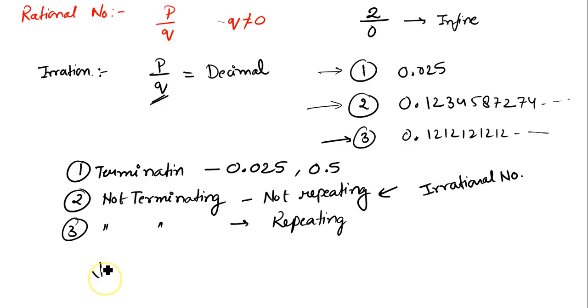Like if we want to find the value of root 2, then it is 1.414 and so on. It is not terminating, so that is what we call an irrational number. Similarly, if we want to find the value of root 3, that is 1.732, that is also an irrational number because it is not terminating and it is not repeating at all. Okay, so that is what we call the irrational number.